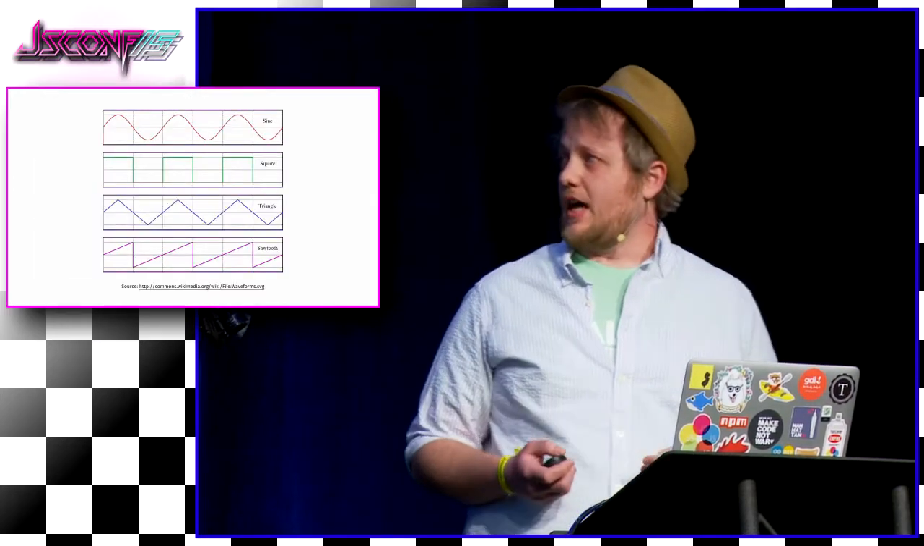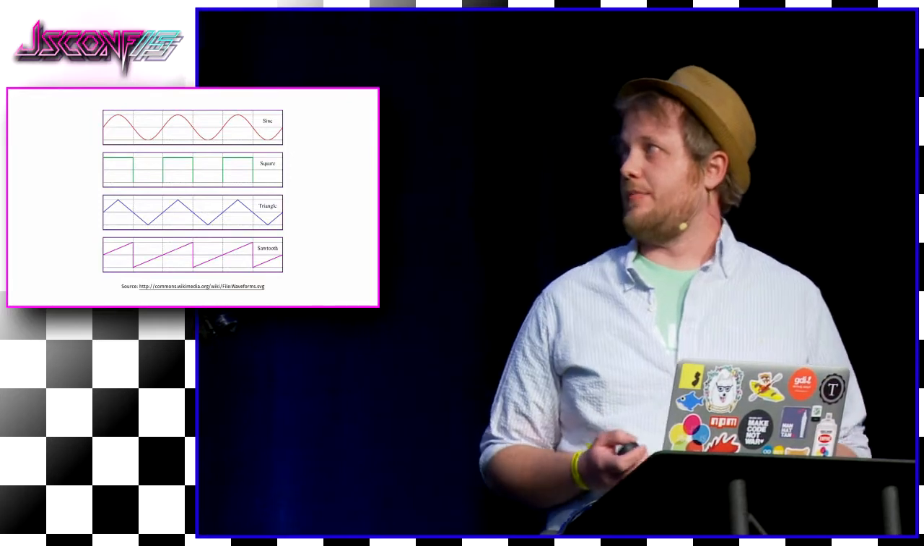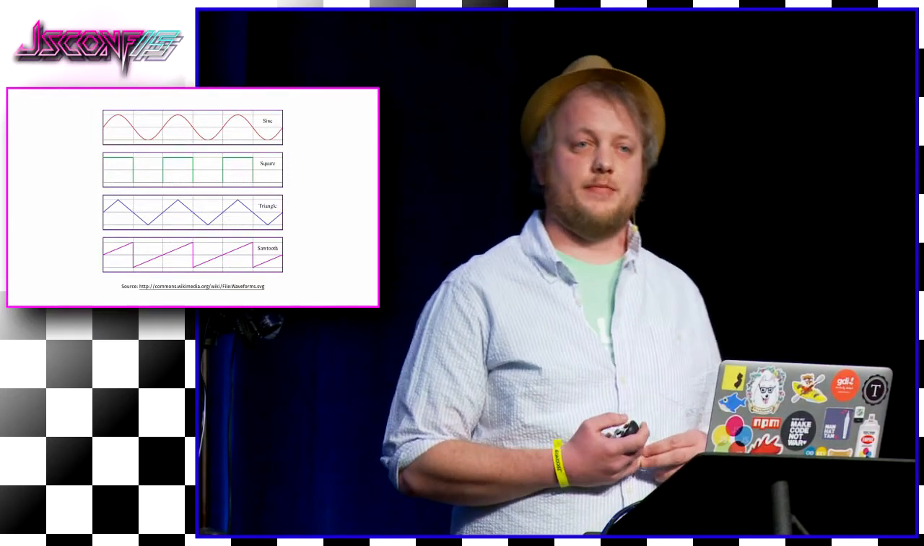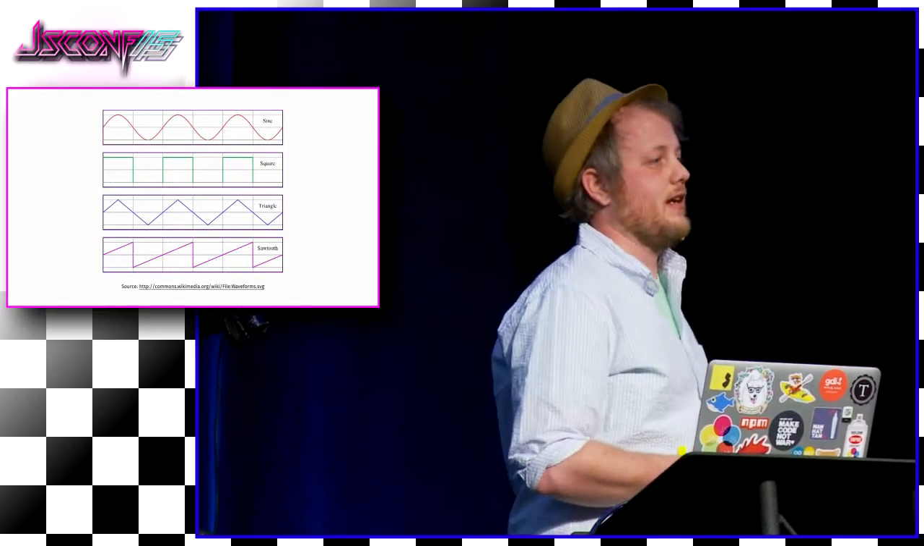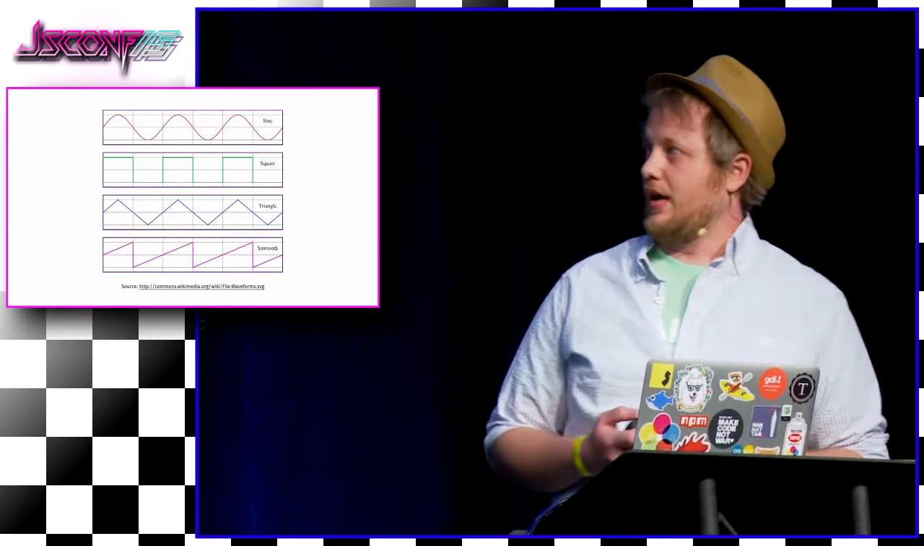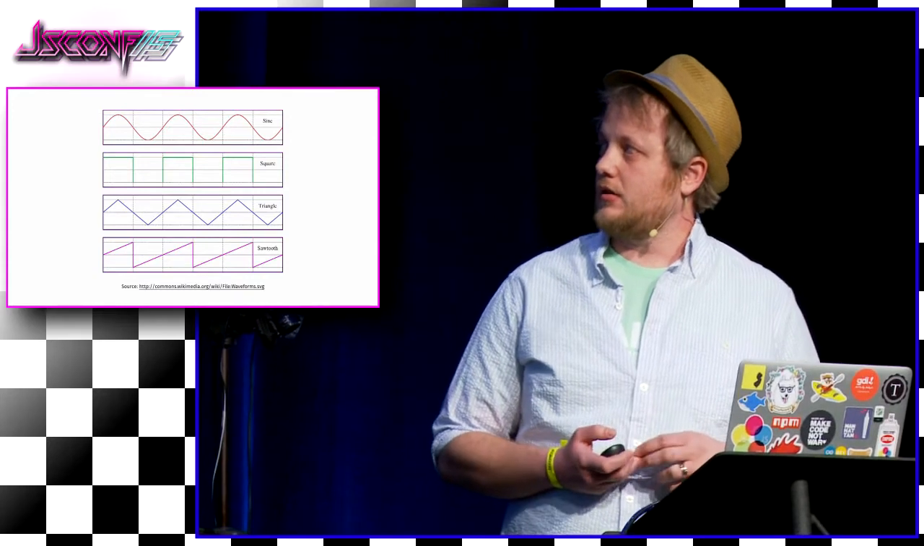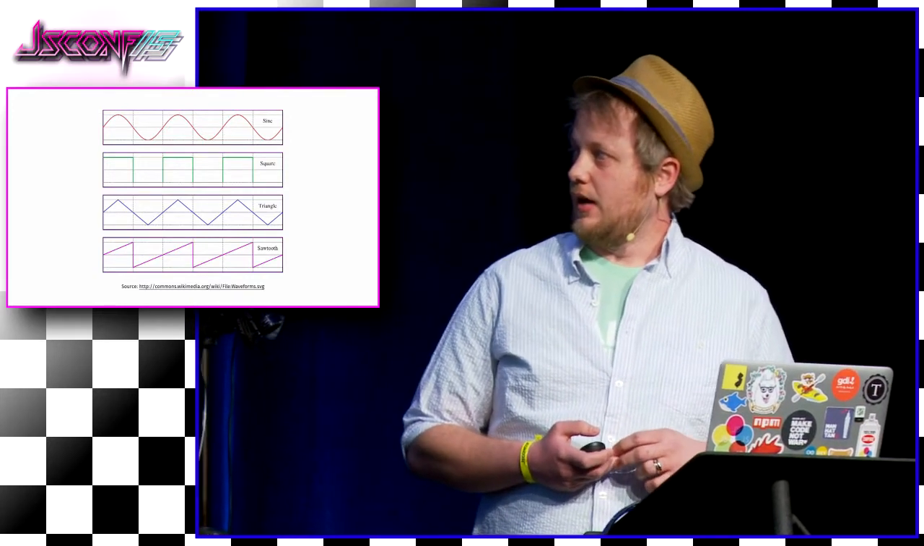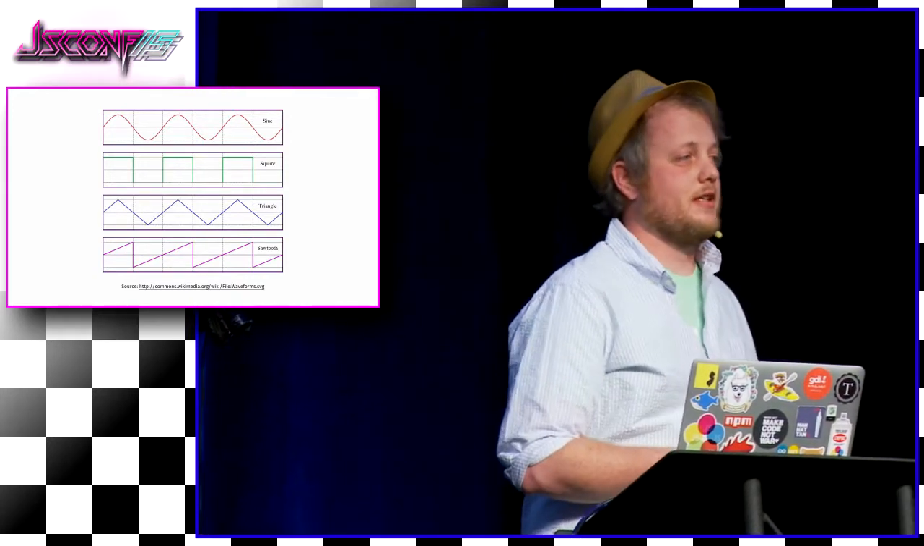So we have a bunch of different types of waves, right? And this is basically the shape of the wave. And we get a few out of the box by default. A sine wave is this kind of nice, curvy, happy wave. It sounds pretty pleasant to the ears. A square wave gets its name from looking like squares. A triangle wave gets its name from looking like triangles.